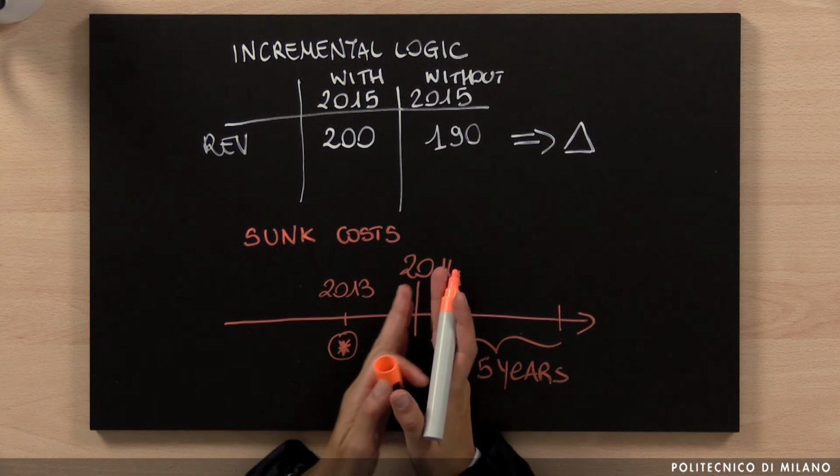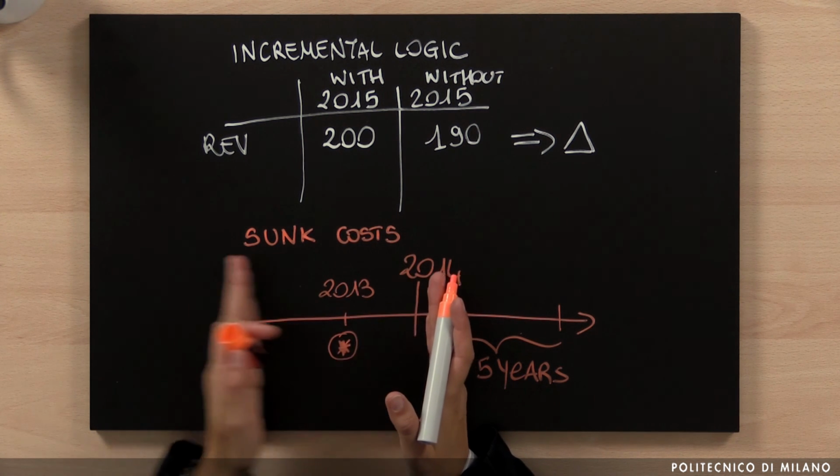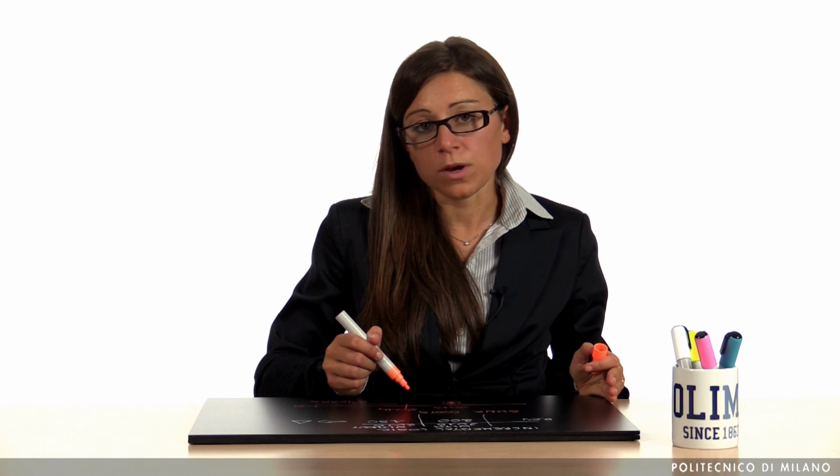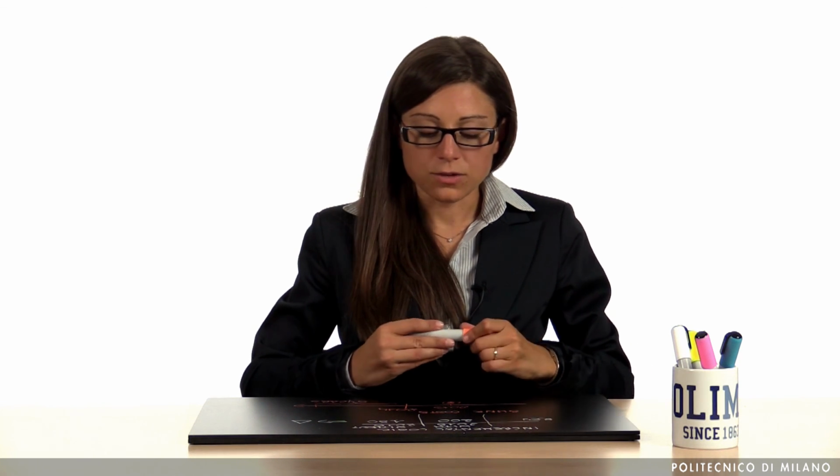So all of the expenses that are related to our investment but that happened before the moment in which we are doing the evaluation cannot be considered, and given that we do not consider them, they are defined as sunk costs. And so we can say, if we want to conclude, that if we want to calculate the NPV, we should always use an incremental logic and we need not to take into account the sunk costs.